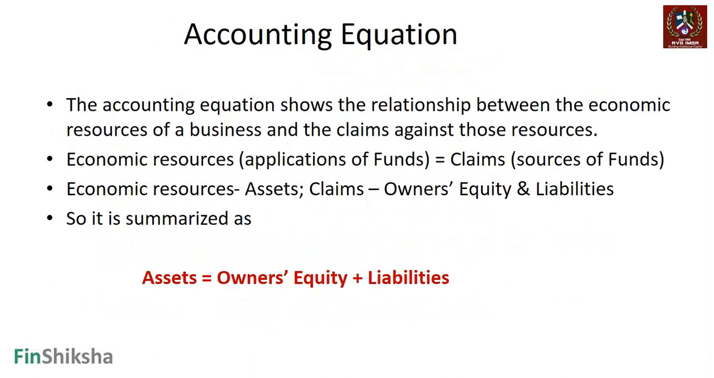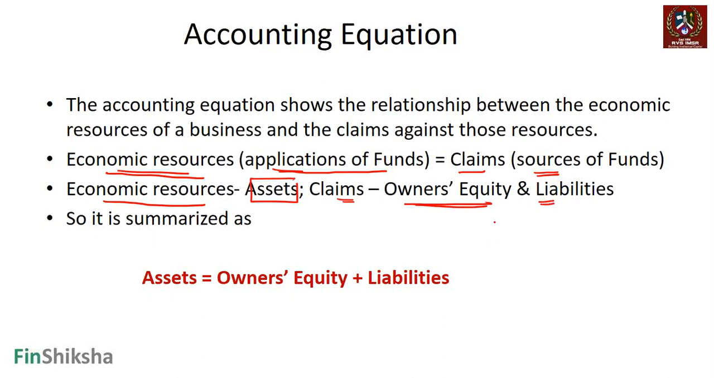Let's summarize our final discussion in terms of the accounting equation. It basically shows the relationship between the economic resources of a business and the claims against those resources. What are the economic resources? These are the application of funds. The claims are going to come from the source of funds. Remember, someone has given you money, they will claim that back. You will use that money, the application of those funds, and take some economic resources. So obviously, economic resources will be your assets. The claims would be either owner's equity, which is in a sense a liability, and all external liabilities.